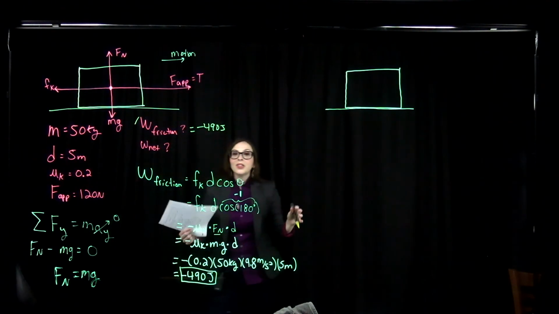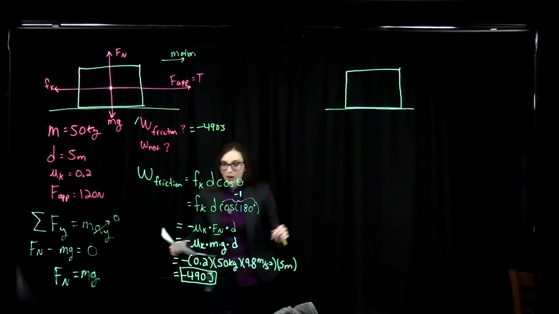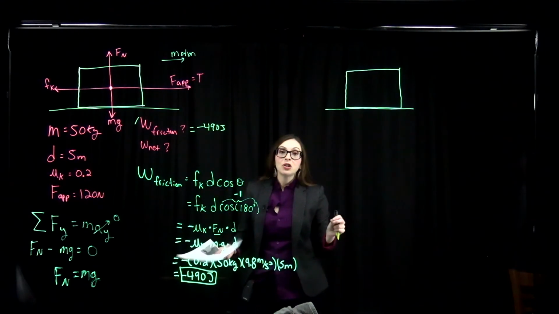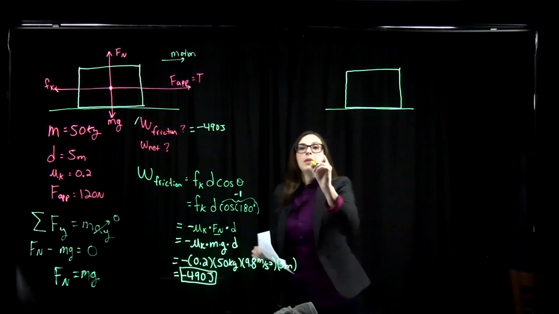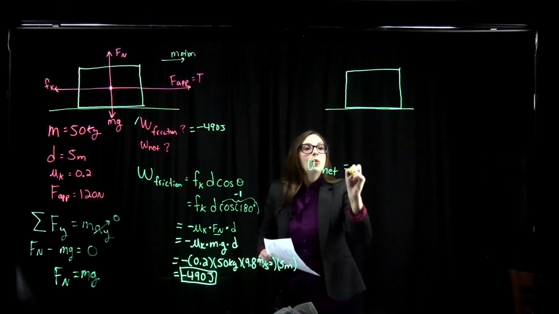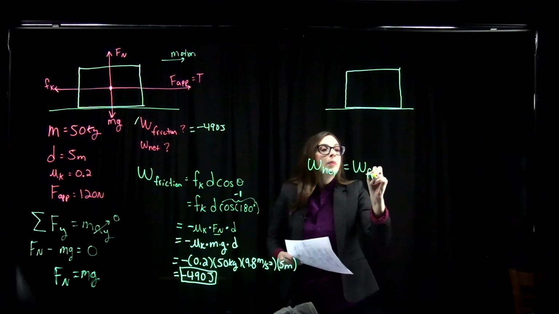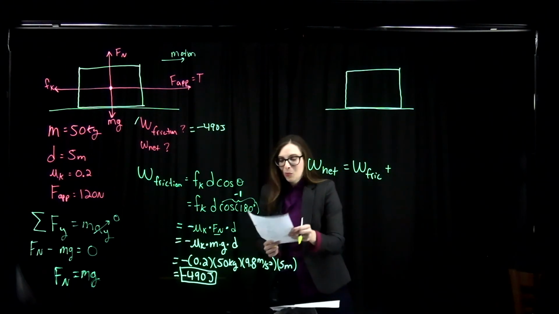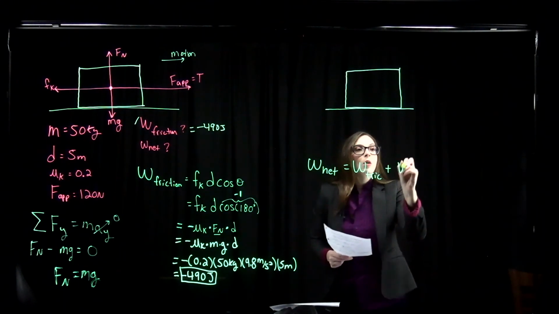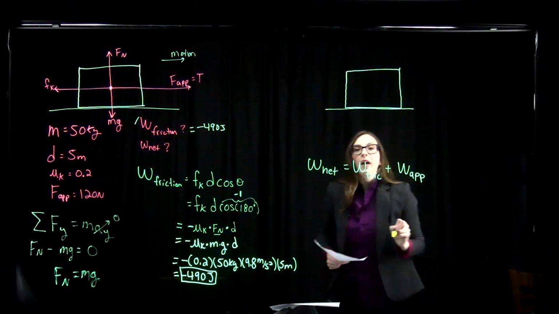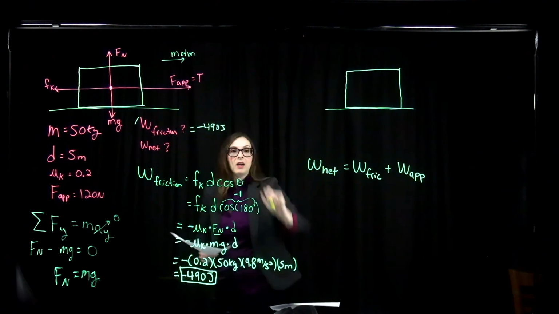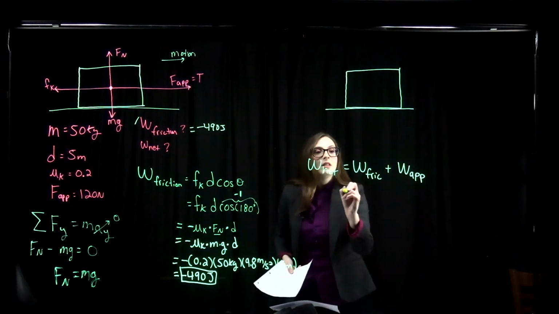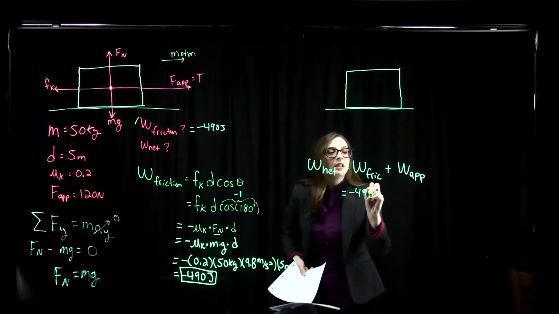Now, what is the net work, the total work done in this problem? Because we only calculated the work that friction does. Our net work will then be equal to the work done by friction plus the work done by the person pulling the sled. So we'll call it the work done by the applied force, by the person pulling here. We already calculated the work done by friction. That's this work right here. So that's minus 490 joules.